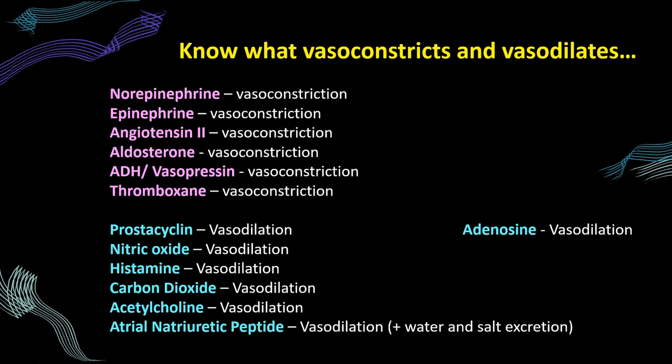This is just a reminder slide to remind you of what you need to know. The boards love asking about these. You need to know what vasoconstricts and what vasodilates. They expect you to know these, and they're going to give you situations where they give you one of these entities, and you need to know that aldosterone vasoconstricts, or that histamine vasodilates. They expect you to know that to answer the question. So this is just a quick summary slide of those entities that vasoconstrict and vasodilate that the boards like to ask about.